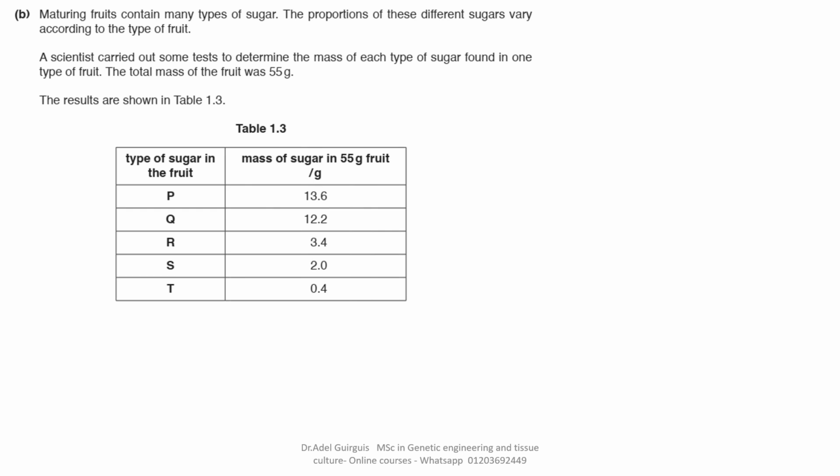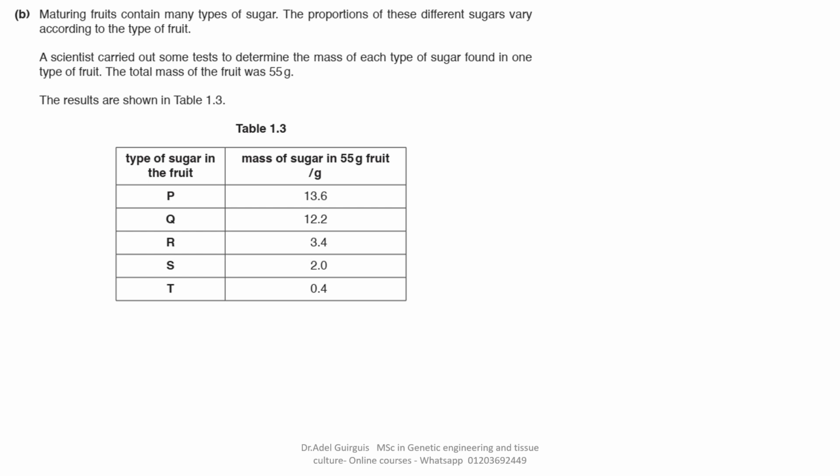Maturing fruits contain many types of sugar. The proportion of these different sugars varies according to the type of fruit. Of course, apple is different from orange, different from grapefruits, grapes. Okay? The scientists carried out some tests to determine the mass of each type of sugar found in one type of fruit, only one type. The total mass taken by the scientists of the fruit was 55 grams, only 55 grams. The results are shown in table 1.3.